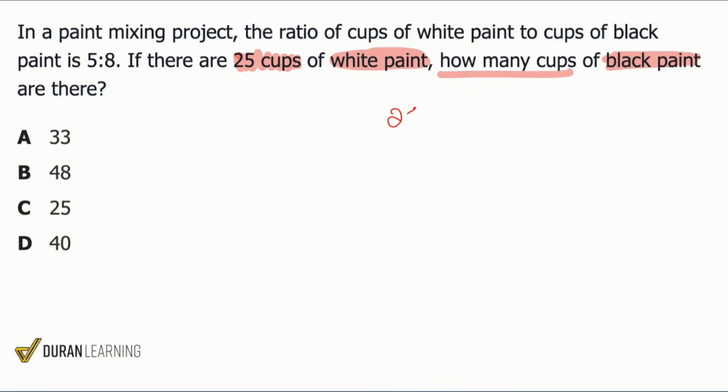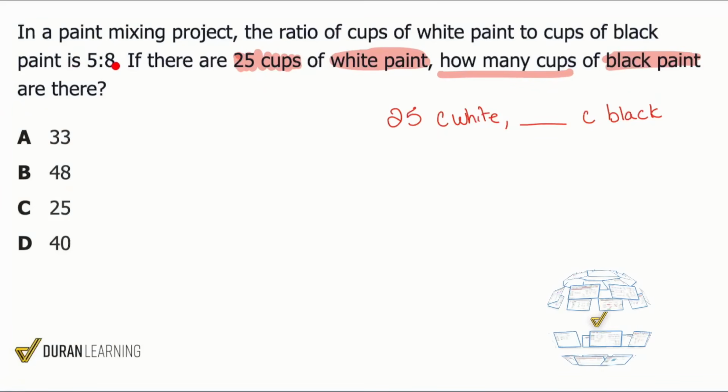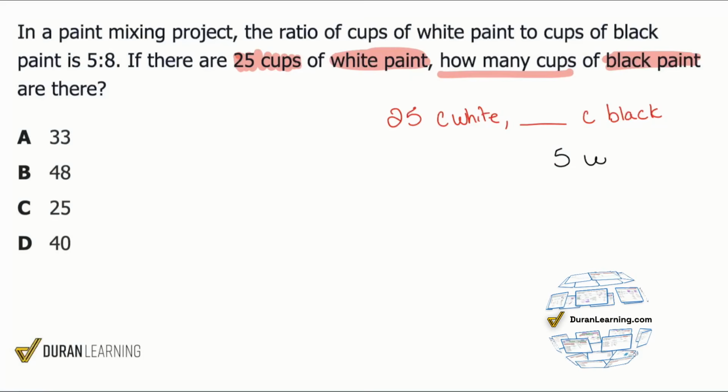If we have 25 cups of white paint, that is going to be related to some unknown number of cups of black paint. But the relationship is set. White to black here, and when we take a look at the first sentence, we see it reads, in a paint mixing project, the ratio of cups of white paint to cups of black paint is 5 to 8. So the only thing we really need to be careful of here is the order, because the mistake that we could potentially make is putting the 5 over here, because the 5 represents white. Remember, the order that it's written, it matters.